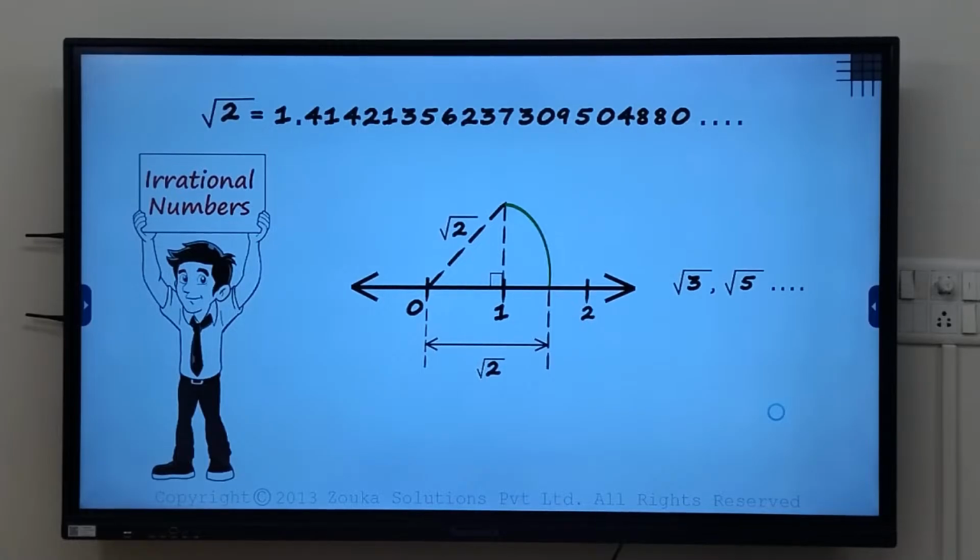Now here's another interesting question. How can we plot a real number like square root of 3.8? We cannot form a right triangle with root 3.8 as the hypotenuse. There's another technique which we will look at in this second part of the video.